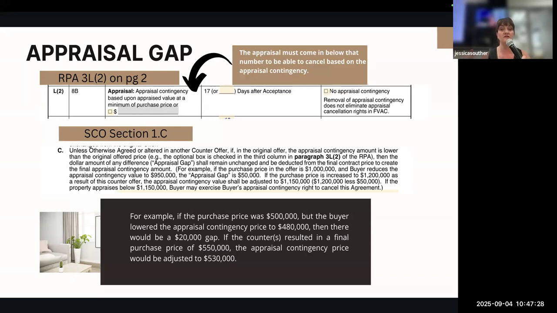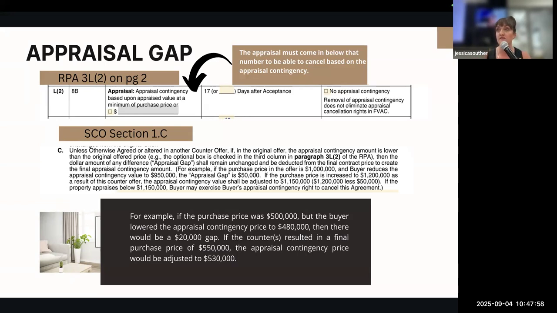Okay, so if this is an option that they have written into the contract, when you're on the buying side, you can put your appraisal gap right here. And then the counter offer discusses this as well. So just like the loan amount before, the down payment stays at 3.5%, no matter what the price fluctuates to, this appraisal gap will stay the same. And that's what section 1C talks about. And it gives an example, and I have another one here.